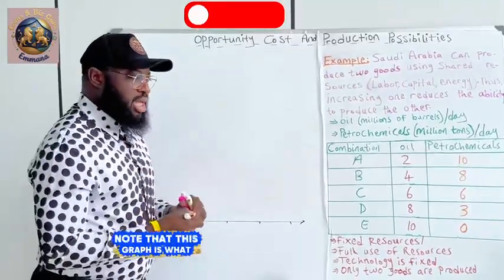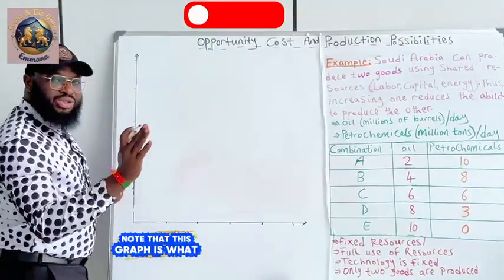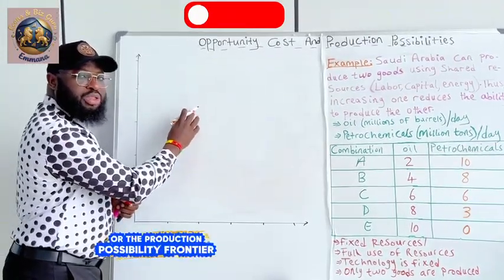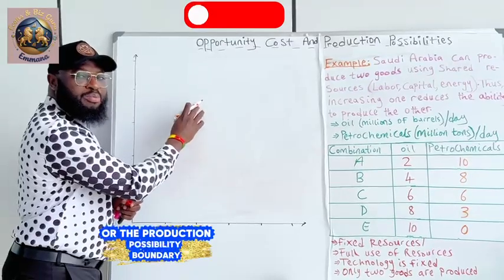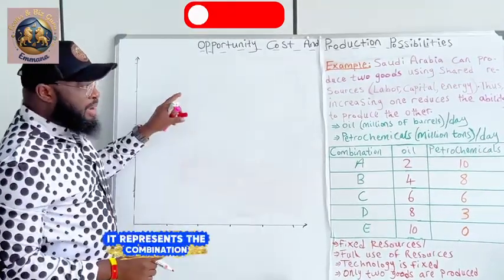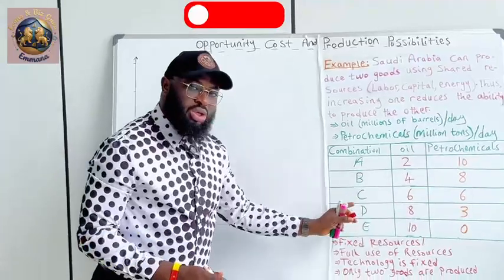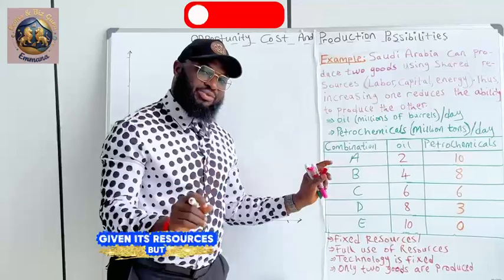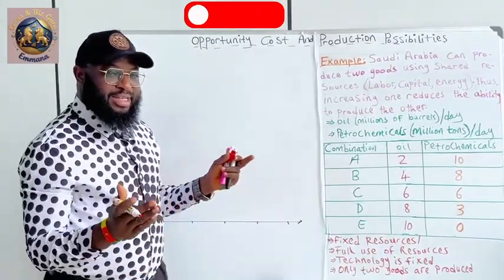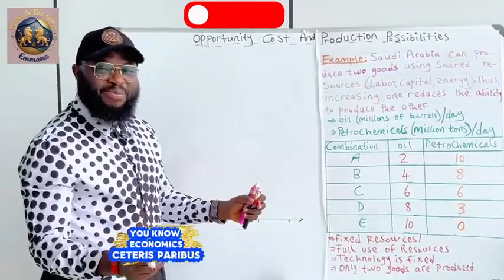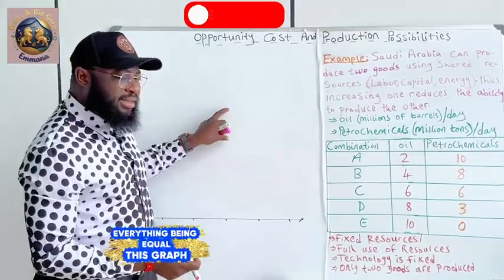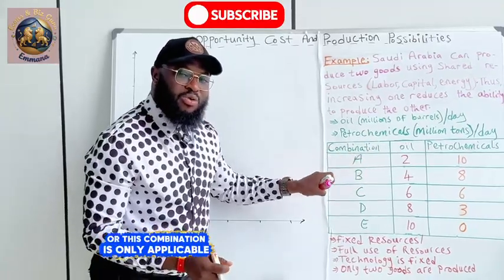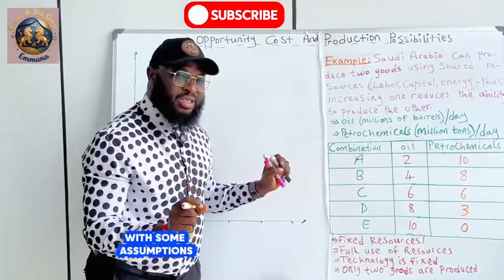Now, note that this graph is what we call the production possibility curve, or the production possibility frontier, or the production possibility boundary. It represents the combination of goods that a country can produce at a given time, given its resources. But, you know economics, ceteris paribus, everything being equal. This graph, or this combination, is only applicable with some assumptions.